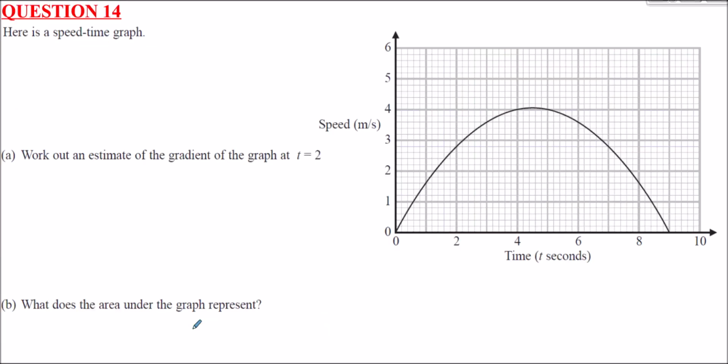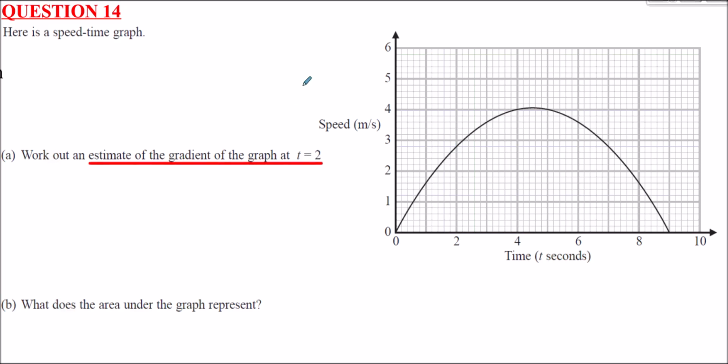Question 14, we have a speed time graph. We need to work out an estimate of the gradient of the graph at t equals 2. So a gradient is normally something you associate with a straight line. Y equals mx plus c, the gradient is m. Here it's not a straight line, it's a curve. So what we need to do is we need to draw a tangent at the point where t equals 2.